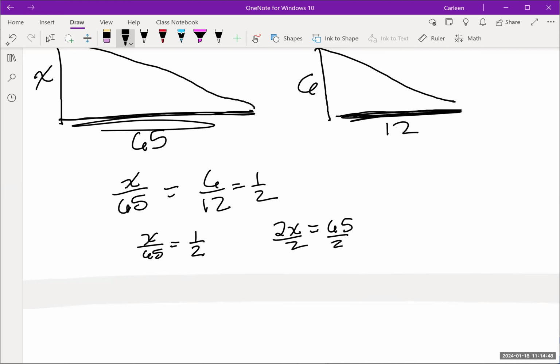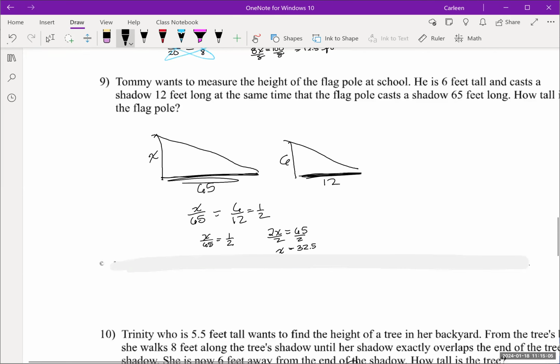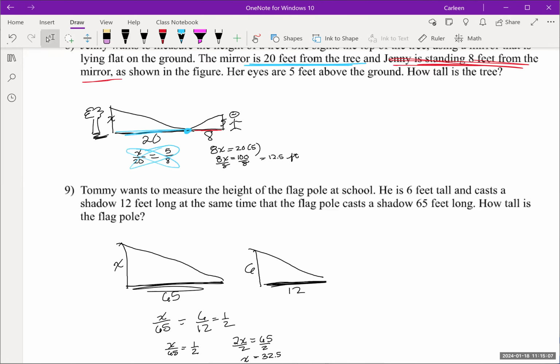Divide by 2. X is equal to 32.5. I can't believe I peeked. I could have done that in my head. Yes, thank you. Okay, so notice type number 1, we are going to call the mirror.